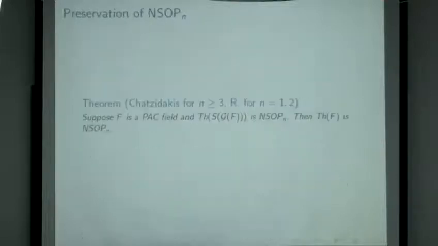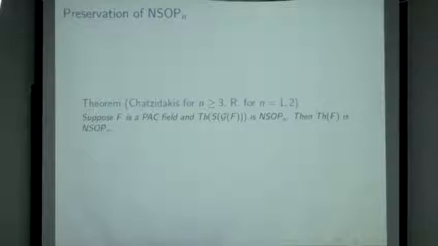Okay, so here's a cool corollary. Zoe proved in the paper where she proves this theorem that if you have a PAC field and the theory of the inverse system of that field is NSOP_n for n greater than or equal to 3, you get that the field itself is NSOP_n. And then in my thesis, I did the requisite work to extend that to 1 and 2. In the case of n greater than or equal to 3, there's a direct translation of SOP_n into an amalgamation problem, because you want to show that this type, which is supposed to be inconsistent, becomes consistent.